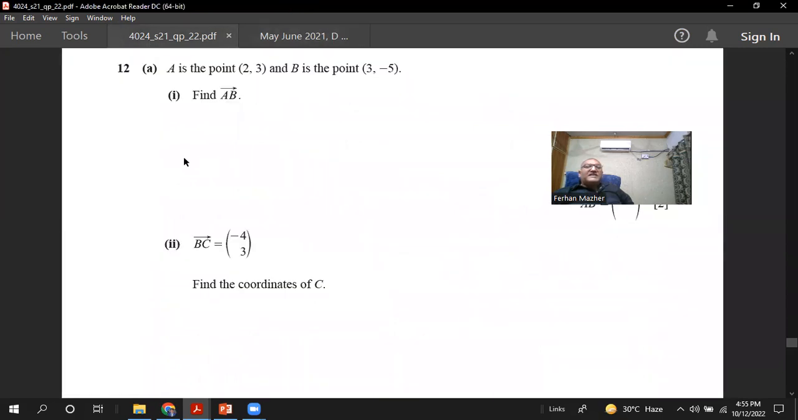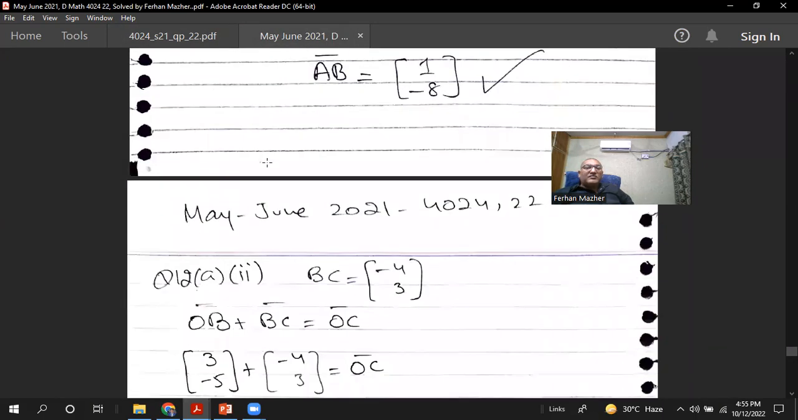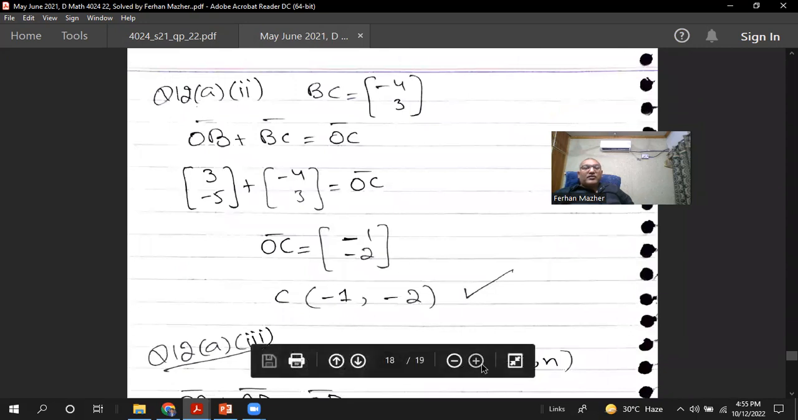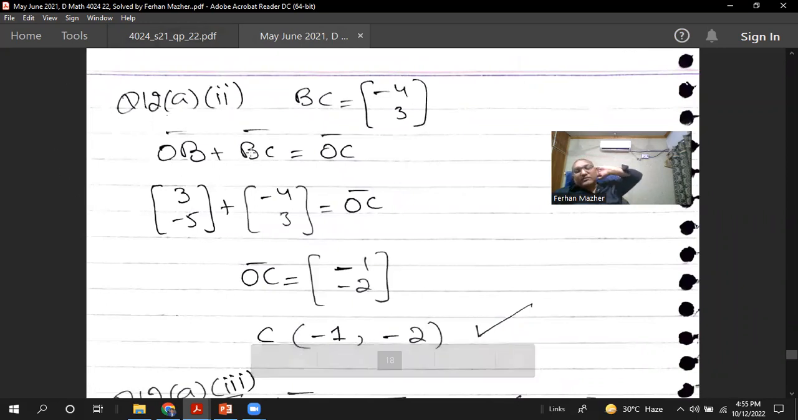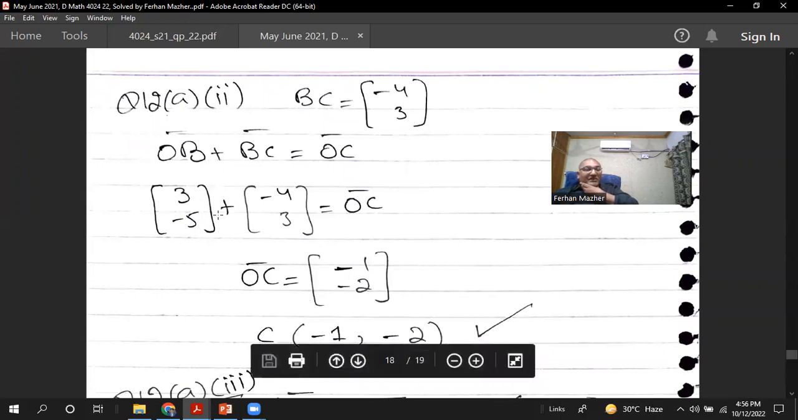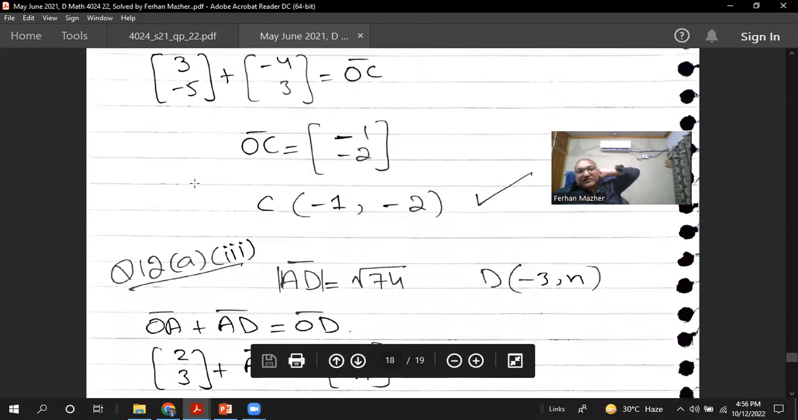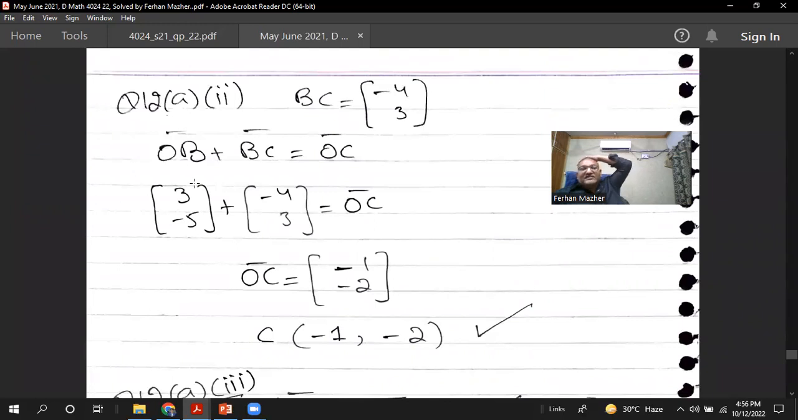So the next question: BC is equal to (minus 4, 3). Find the coordinates of C. Very simple. I know the coordinates of B. I will write them in the position vector form. For BC, I will write the position vectors. It starts from B, ends with C. So OB plus BC is equal to OC. OB is (3, minus 5) plus BC is (minus 4, 3). OC is the question. So 3 minus 4 is minus 1, minus 5 plus 3 is minus 2. So OC is (minus 1, minus 2). So the coordinates of C will be minus 1, comma, minus 2. Very simple, straightforward, easy peasy question.